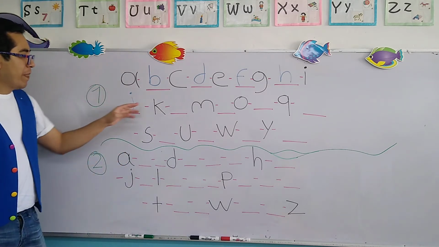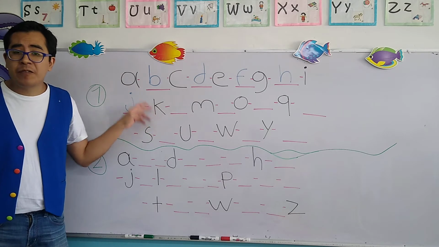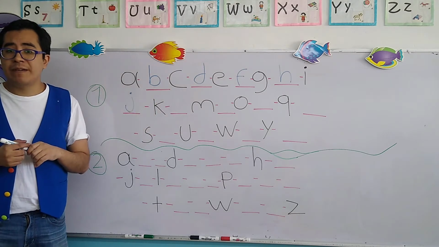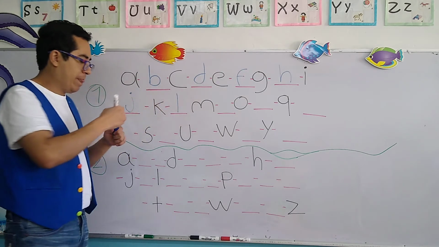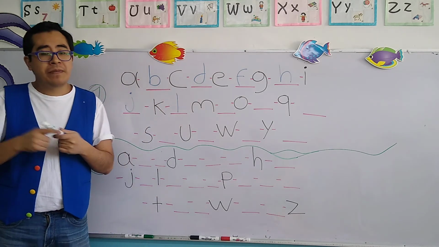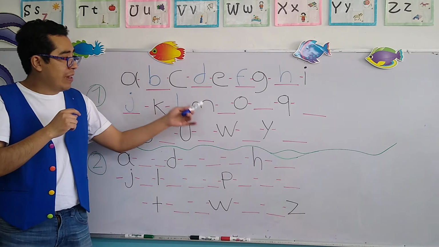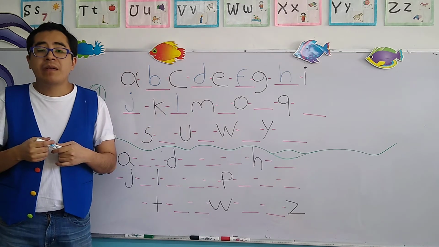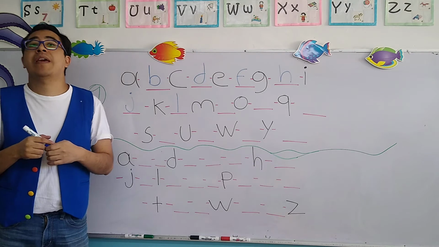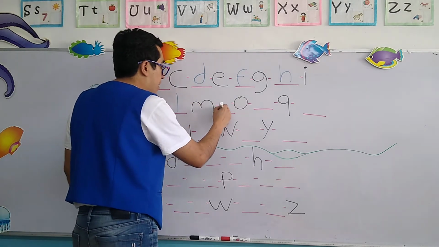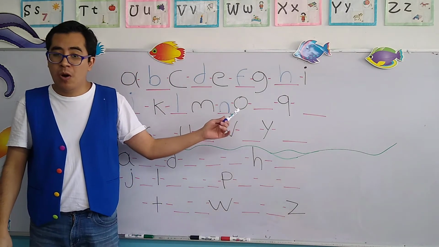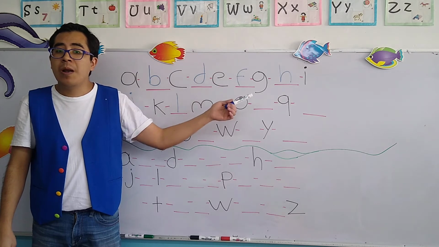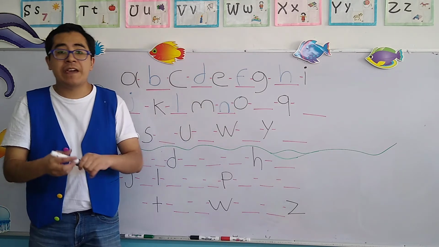Very good. Now, we have small k. After small k, what's the next letter? Small L of lemon, okay? After small L, we have a small M, and then small N. Very good, excellent. Now, after small N, what's the next letter? Small O, and then small P.